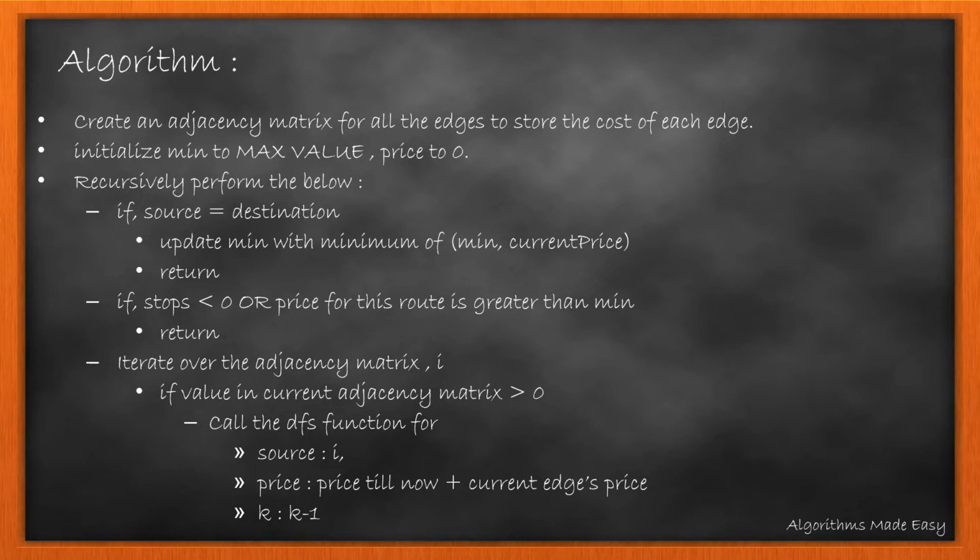The first two of which are exit conditions, wherein if source is equal to the destination, we exit. We update the minimum with the minimum between the min and the current price. If the stop is less than 0 or the current price is greater than the minimum, we exit. Otherwise, we iterate over the adjacency matrix for all the values. If the value is greater than 0, we call the DFS function with the updated source as the value of i, decremented stop and the updated price.